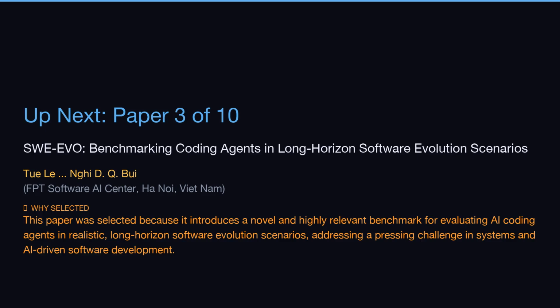Up next, our third paper out of 10, SWEVO, Benchmarking Coding Agents in Long-Horizon Software Evolution Scenarios by Tuesday Lu and Guy D. Q. Bui from FPD Software AI Center, Hanoi, Vietnam. This paper was selected because it introduces a novel and highly relevant benchmark for evaluating AI coding agents in realistic, long-horizon software evolution scenarios, addressing a pressing challenge in systems and AI-driven software development. Let's break down its key contributions.